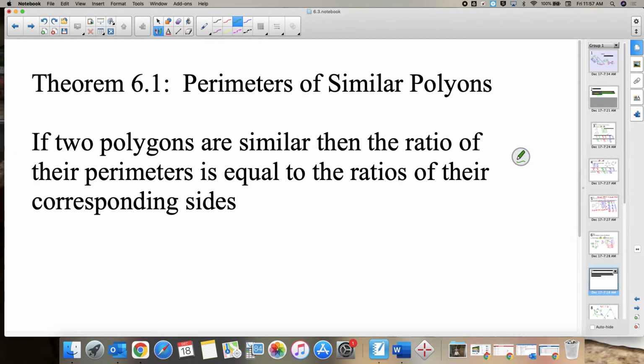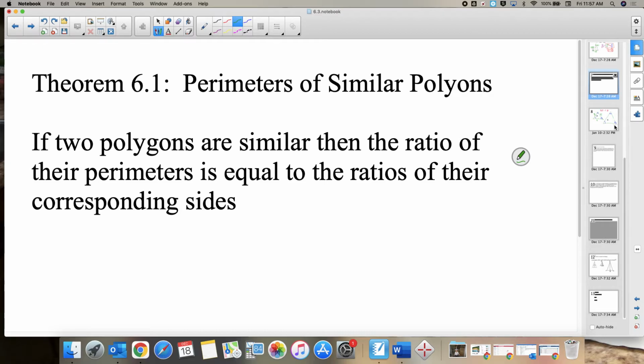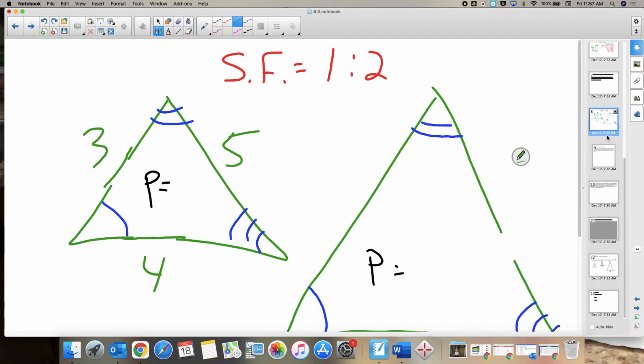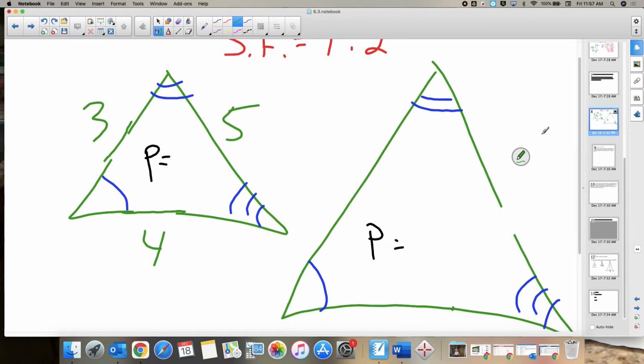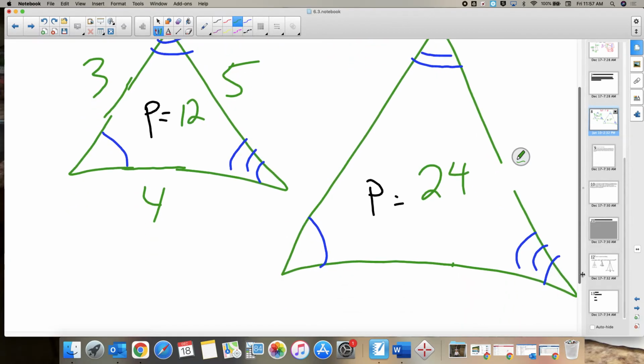It says if two polygons are similar, then the ratio of their perimeters is equal to the ratios of their corresponding sides. So if I look at my first triangle here, if my perimeter is 12 and I have a scale factor of 1 to 2, then my bigger figure that we are creating will now have a perimeter of 24. Even though I may not know any of the sides, I do know what that perimeter would be.